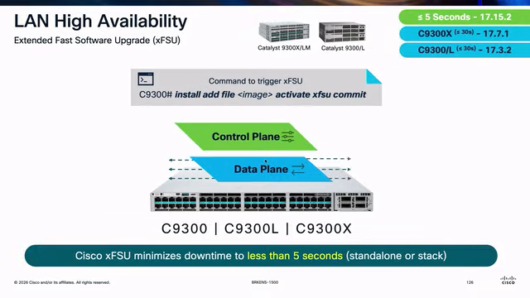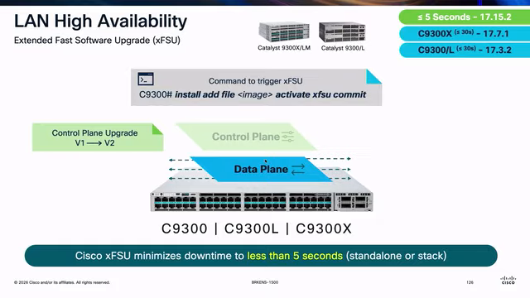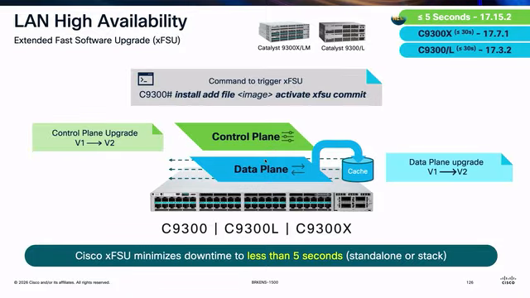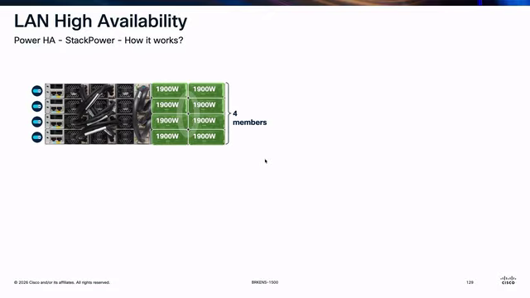So this is the command that you are triggering XFSU. The control plane upgrades from version 1 to version 2. The data plane is still running, and once the control plane upgrade is done, which usually takes most of the time, most of the downtime is the control plane upgrade, then we are basically loading the cache to the ARM processor of the data plane. Data plane code is being upgraded, which usually takes below 5 seconds, and we are able to pick up where we left off.